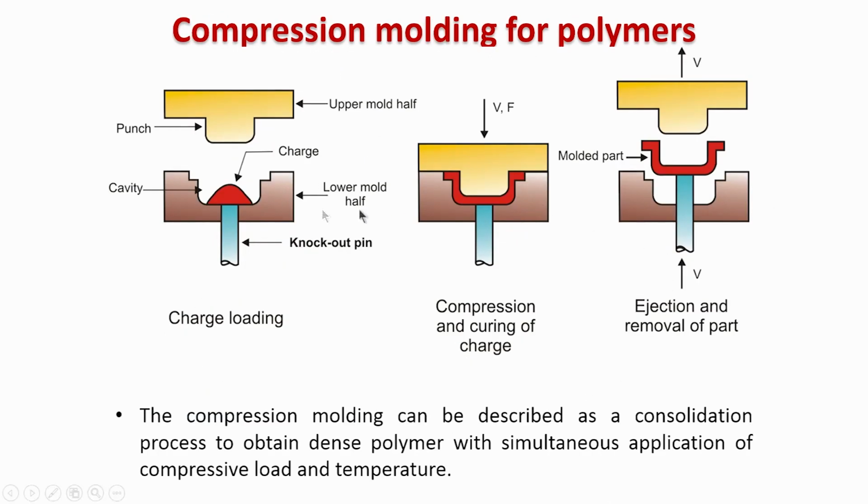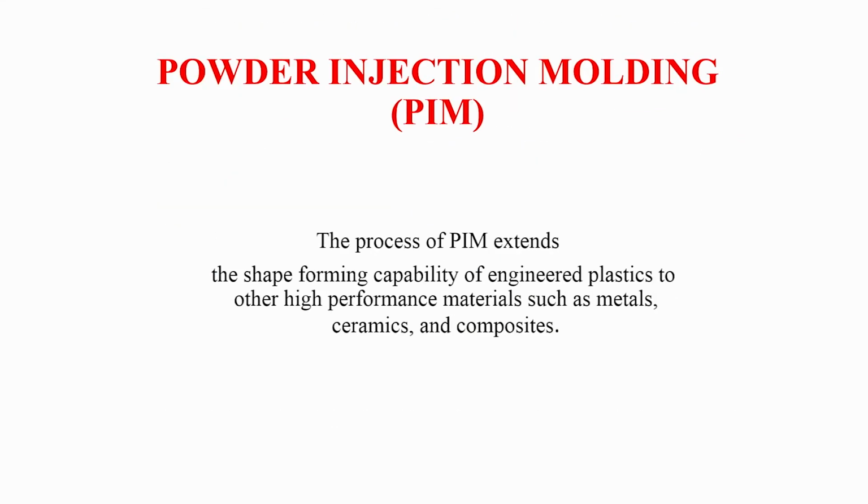This is another, very simplistic description of the compression molding, which I showed you just 2 slides back. So, you have this polymeric charge, polymeric powders, then you place this upper mold in close contact with the lower mold half, then you take it out, and you get the molded part, with ejection and removal of the part.